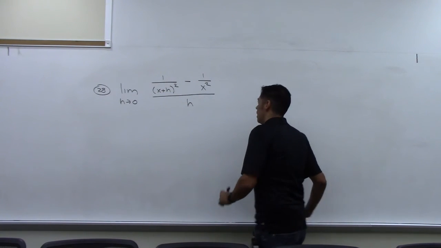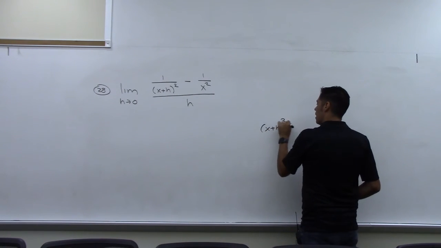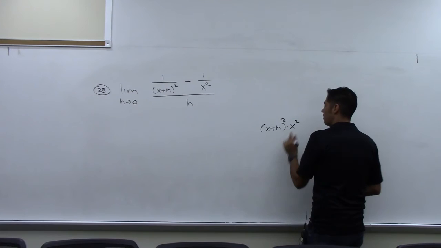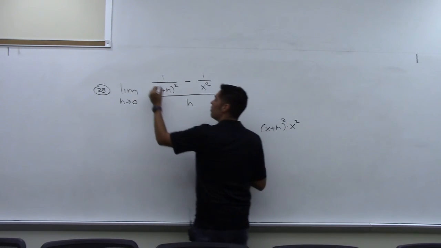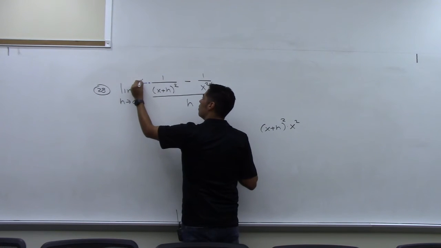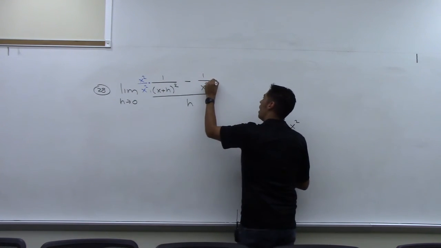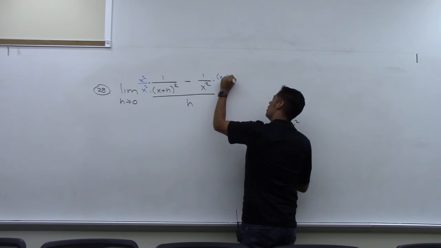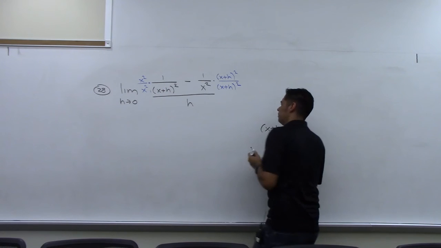Well, the common denominator is actually going to be, we need an (x plus h) squared, and we need an x squared, okay? We need both. So I need to introduce on this one a 1, which is going to be x squared over x squared. And then on this one, I have to introduce an (x plus h) squared over (x plus h) squared, like that.